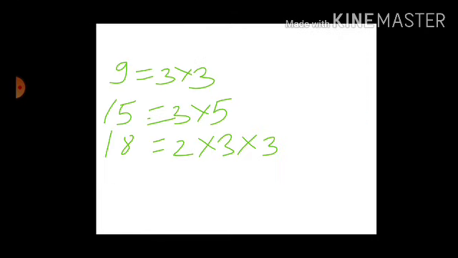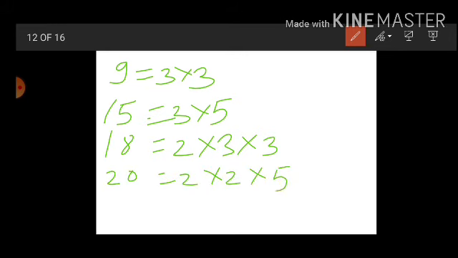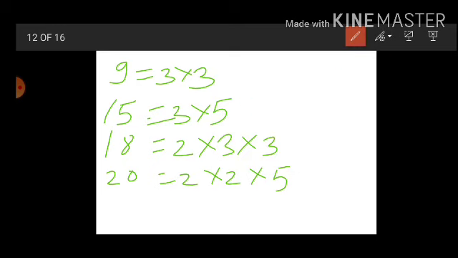The factors of 20: 2 2s are 4, 4 5s are 20. Now we take out the prime factors of 9, 15, 18 and 20. Now we take out the common factors.